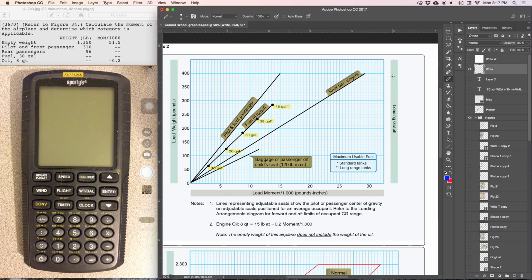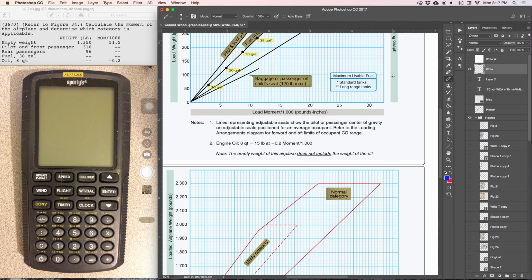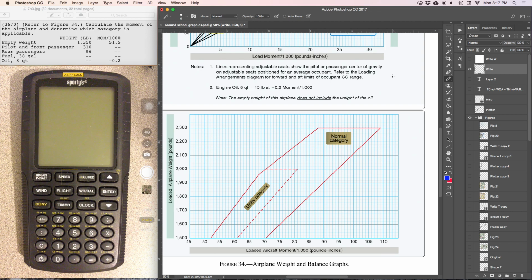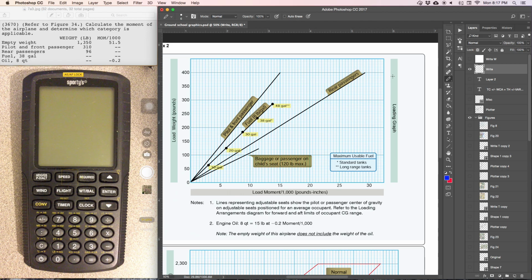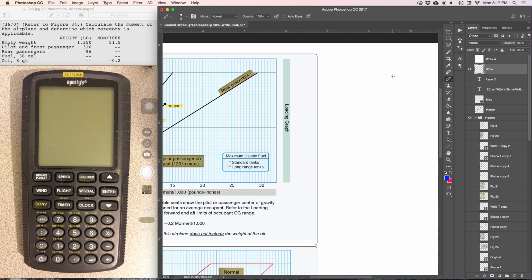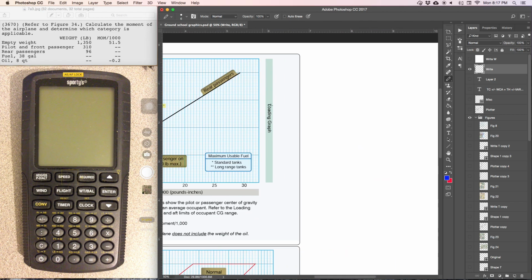Alright, this problem is asking us to calculate the moment of the airplane and determine what category it's in. Based on the moment, we'll use this chart to determine if it's within limits, can be operated as normal category, or operated as utility category aircraft. We'll start with the basic weight times arm equals moment.